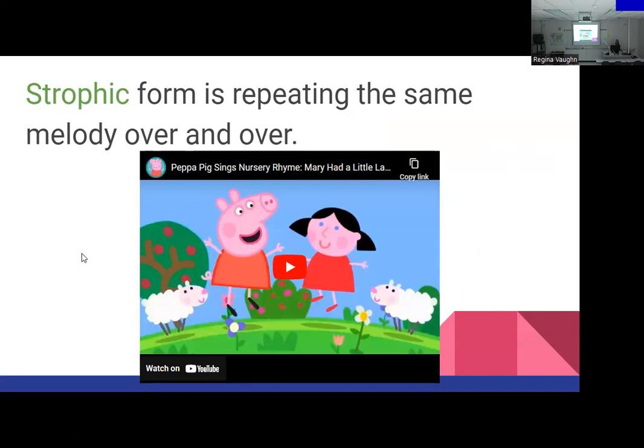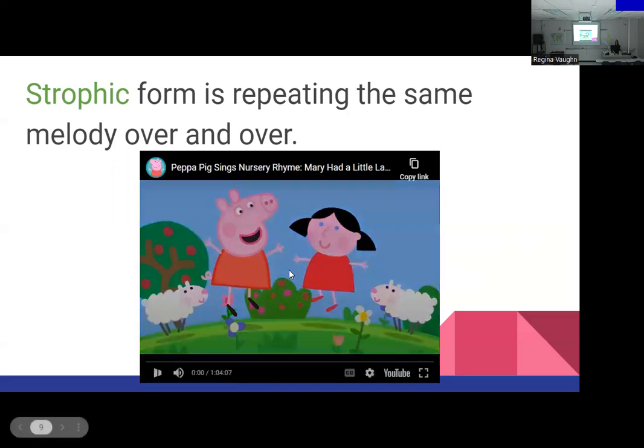Strophic form is repeating the same melody over and over. The words can change, but the notes themselves do not change. A good example of this is the nursery rhyme, Mary Had a Little Lamb.